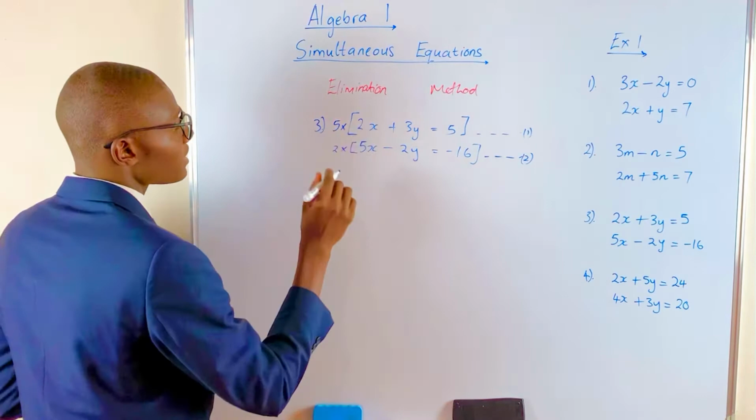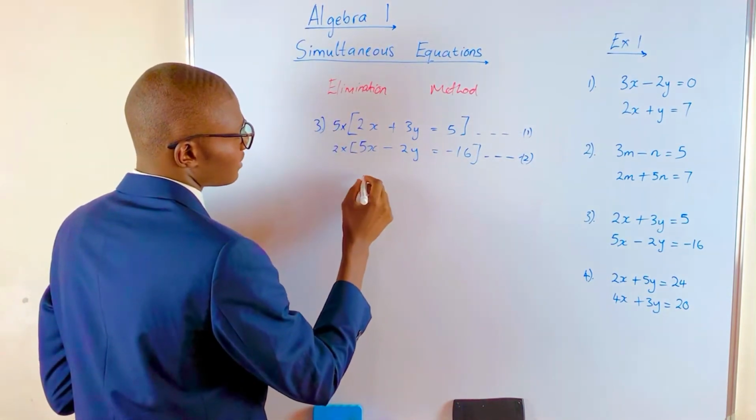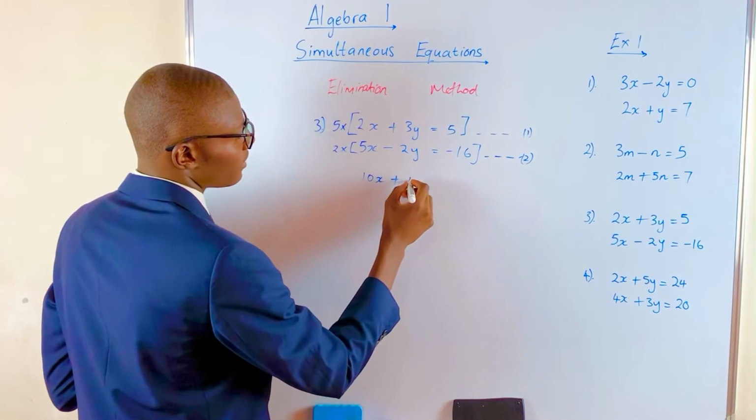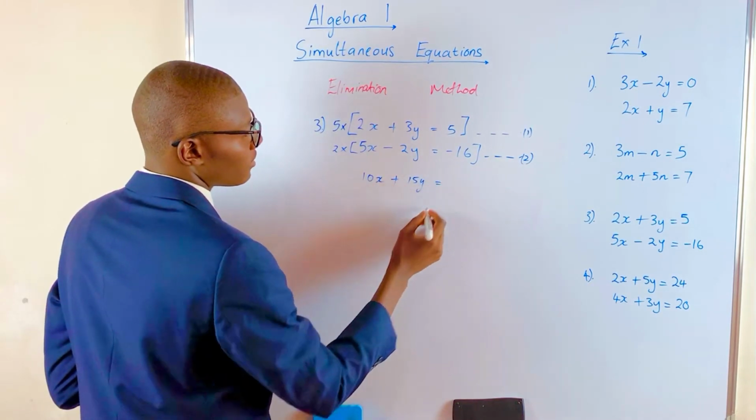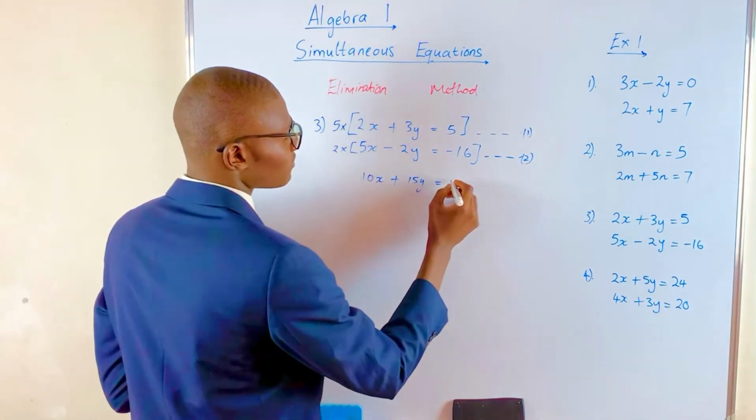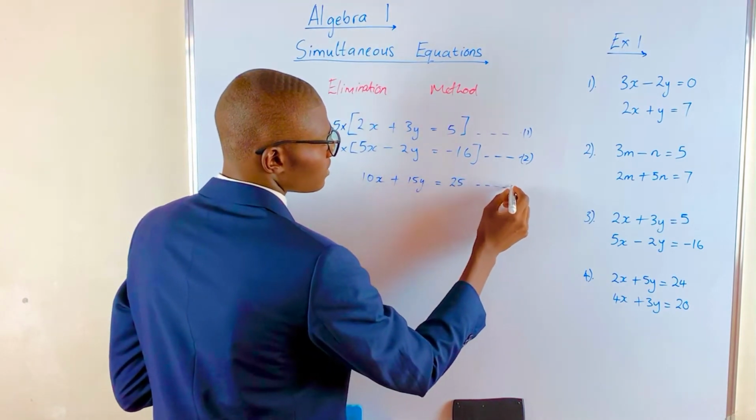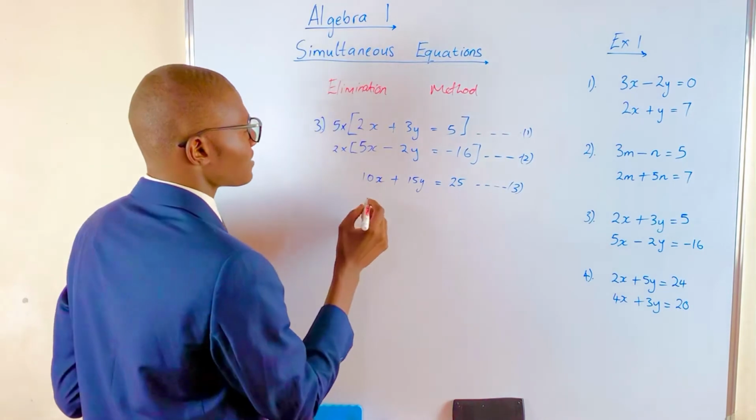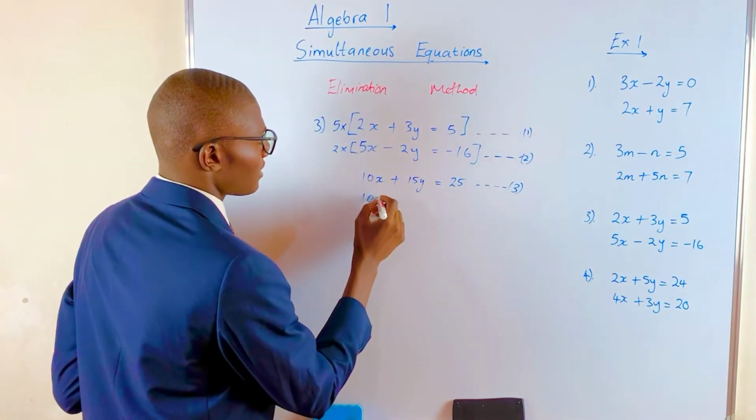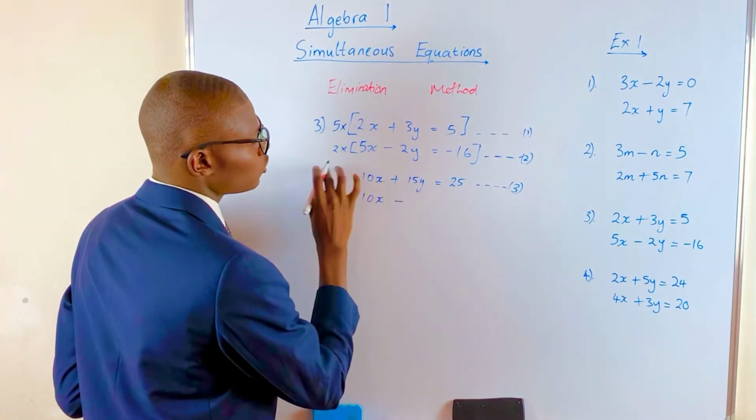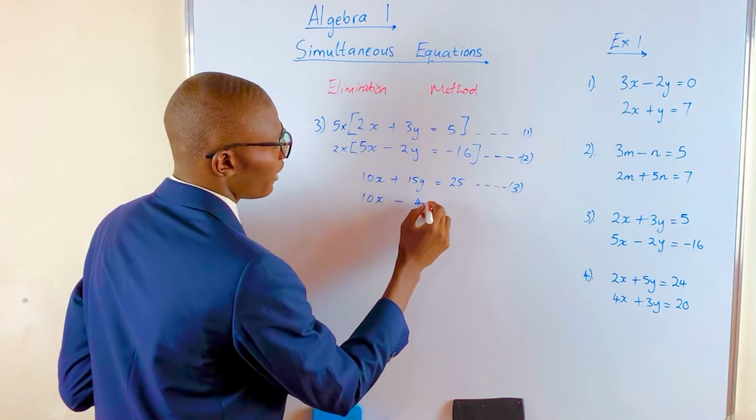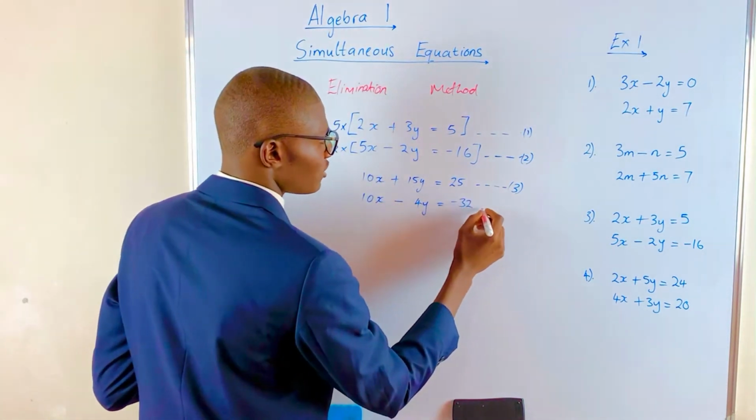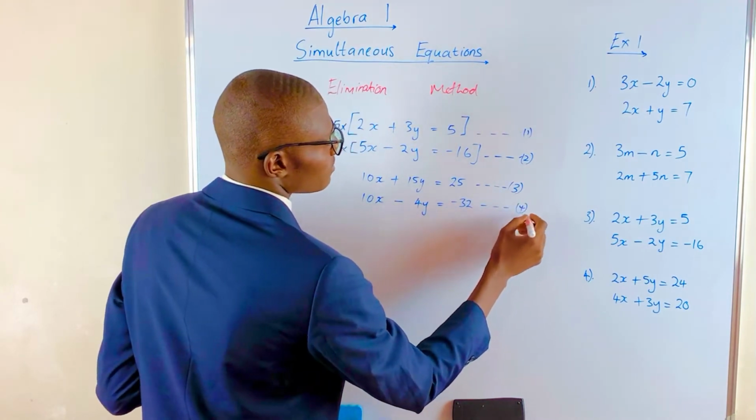So 5 times 2x, that will give us 10x, and then plus 5 times 3y, 15y, that being equal to 5 times 5, 25. So this is now equation 3. And then now from equation 2, 2 times 5x, that's 10x, minus 2 times 2y, that's 4y, that being equal to 2 times minus 16 to give us minus 32. So this is now equation 4.